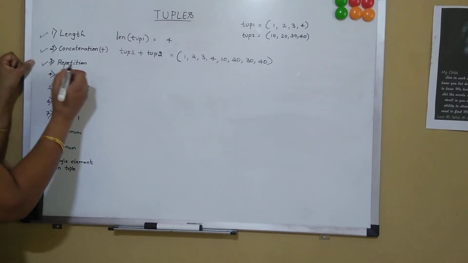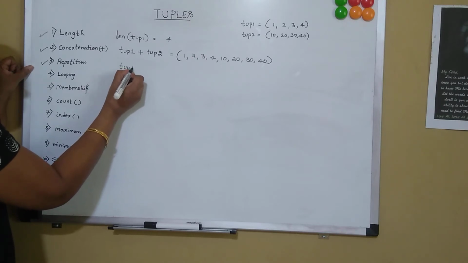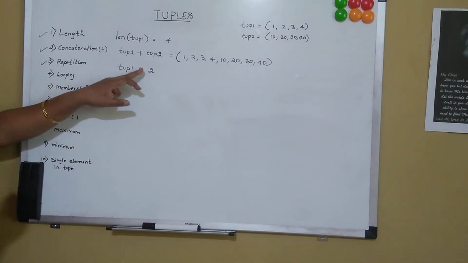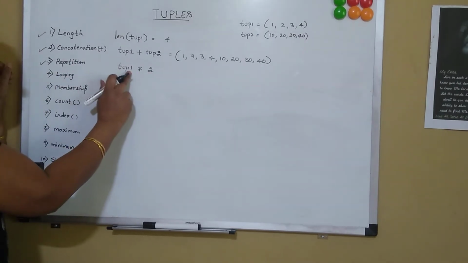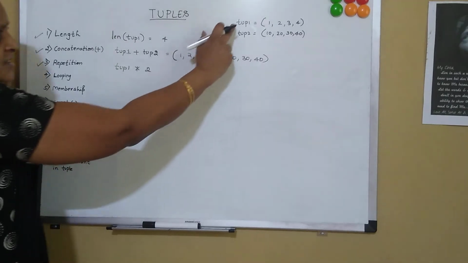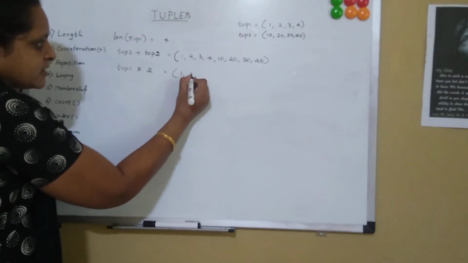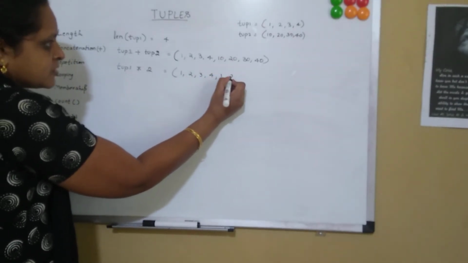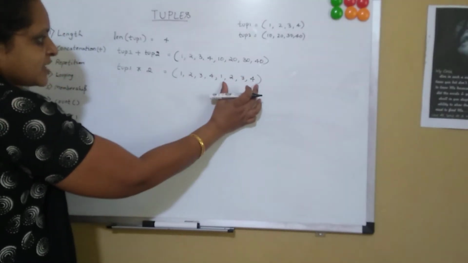Now let's go on for the repetition. Repetition is nothing but tuple 1 into 2. For this repetition, we cannot repeat using two tuples. It should be a tuple and an integer value. So when I give tuple 1 into 2, the contents of tuple 1 will be repeated twice. So the output would be 1, 2, 3, 4 and again 1, 2, 3 and then 4. So it has been repeated twice.